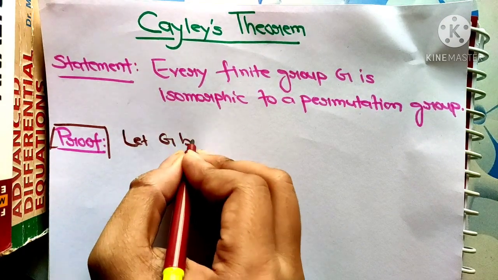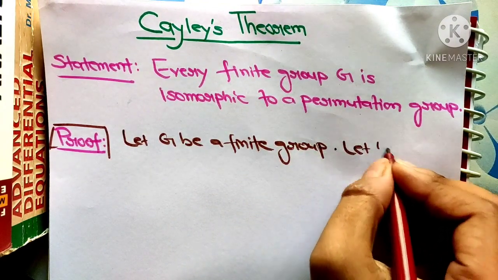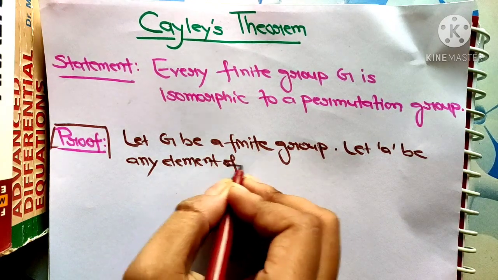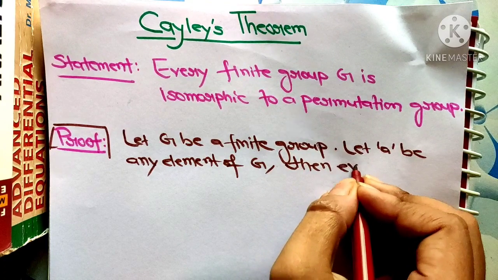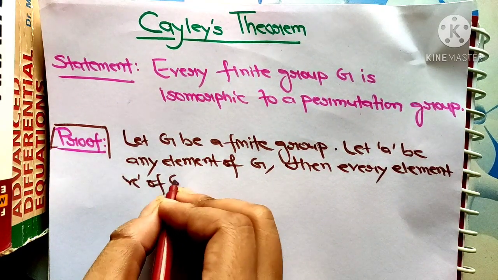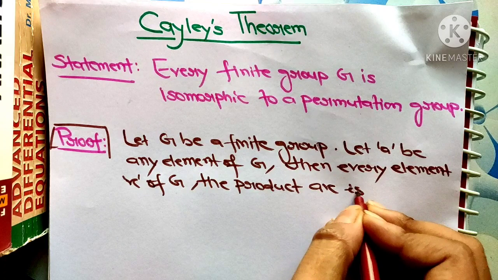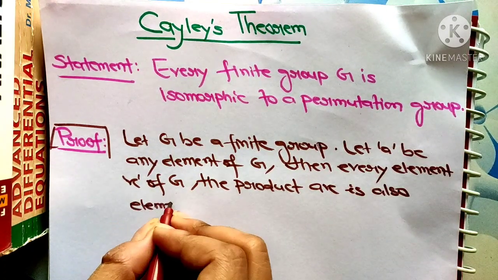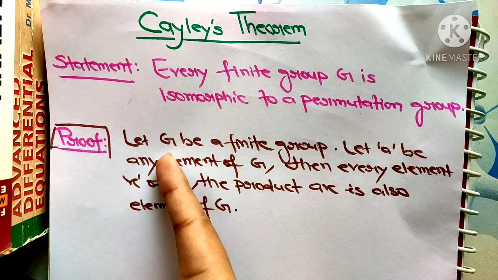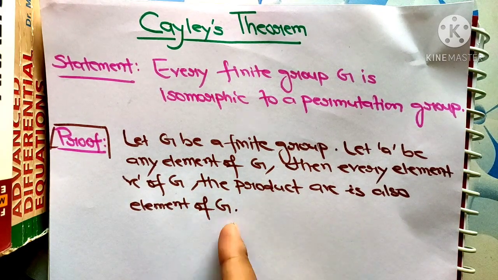Let G be a finite group. Let A be any element of G, then every element X of G, the product AX is also an element of G. Here we assume that G is a finite group and A is any element of G, and if we take the product of A with every element X of G, the product AX is also an element of G.